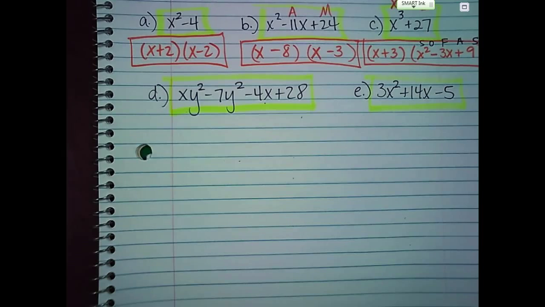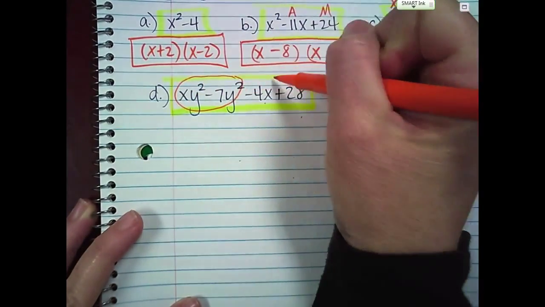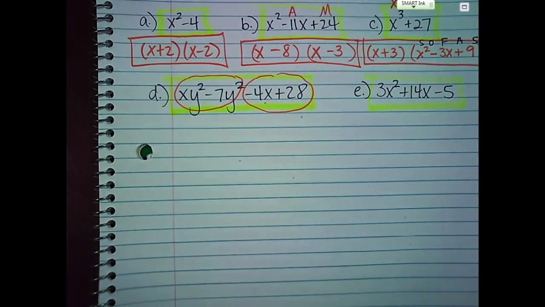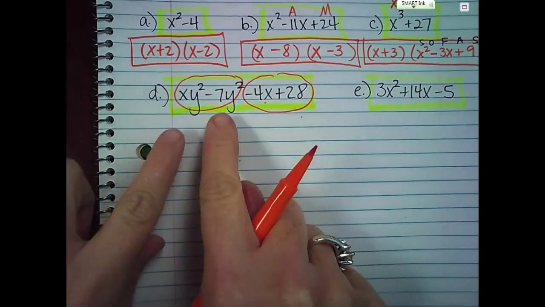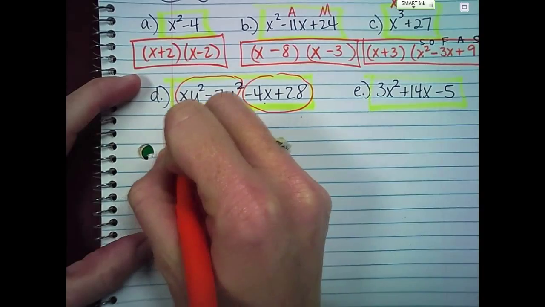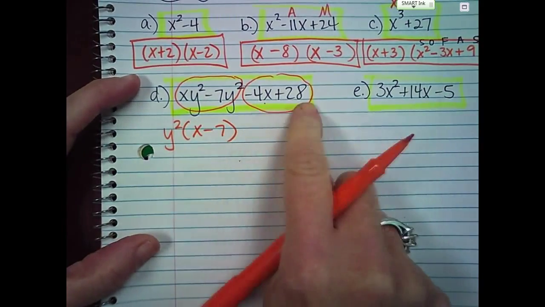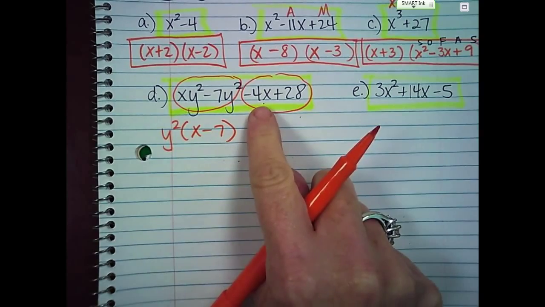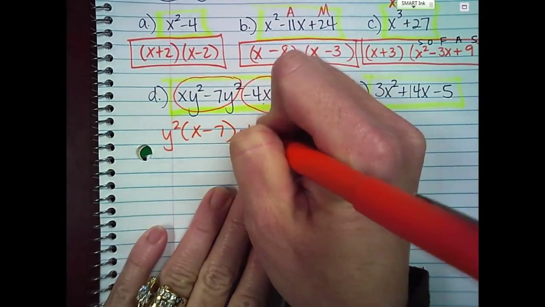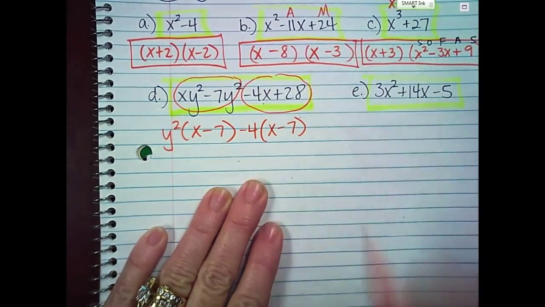Do you remember how to factor by grouping? What did we do? We took one set, right, and then the other set. Okay, you're remembering a little bit more now, right? What can I take out of here? I can take a y squared out, leaving me with an x minus 7. In here, I'm leaving with a negative 4, so remember we took the negative out, so keep it the same. So negative 4, leaving me with an x minus 7.